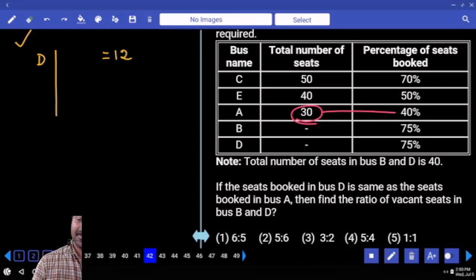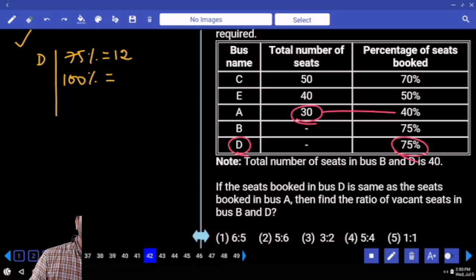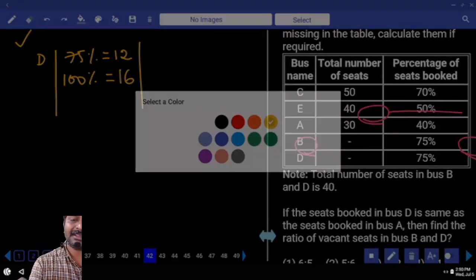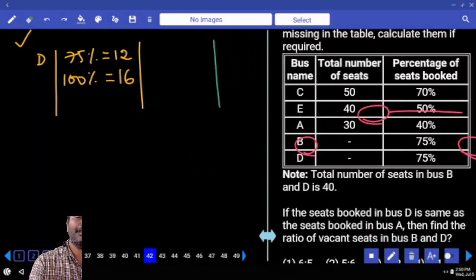In D, what percentage are booked? 75. That means I can say 75% is equal to 12. Then the total 100% means they are in the ratio 3:4. 3 parts is equal to 12, so 1 part is equal to 4, and 4 parts is equal to 16. Now here I am writing the data regarding D.